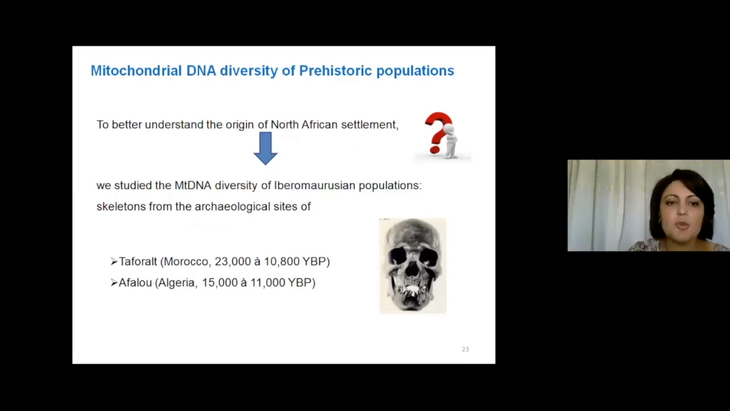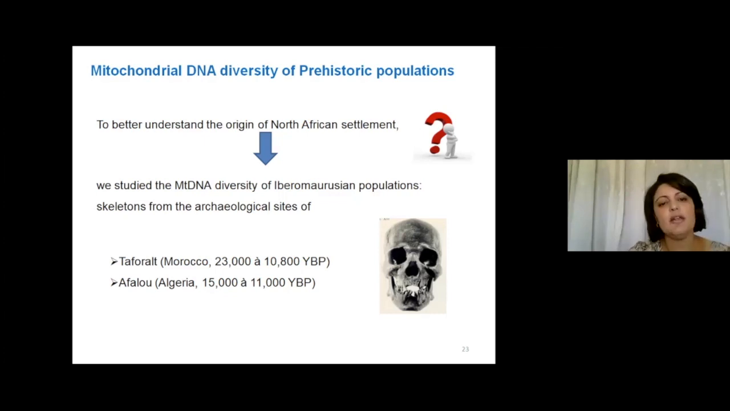So to better understand the origin of North African settlement, we studied the mitochondrial DNA diversity of Ibero-Mauritian populations. So we studied skeletons from the archaeological sites of Taforalt in Morocco, dated from 23,000 years before present to 10,000 years before present, and the archaeological site of Afalou in Algeria.